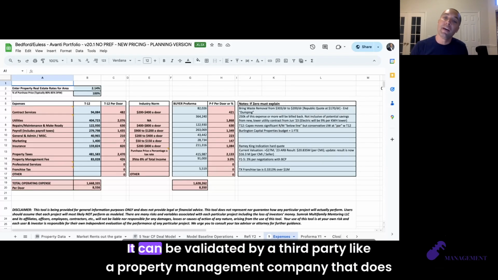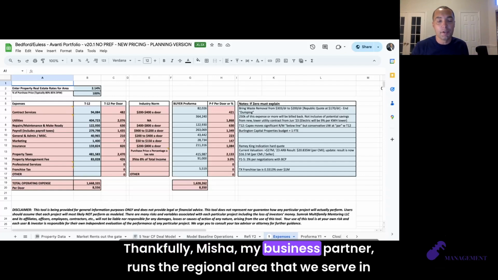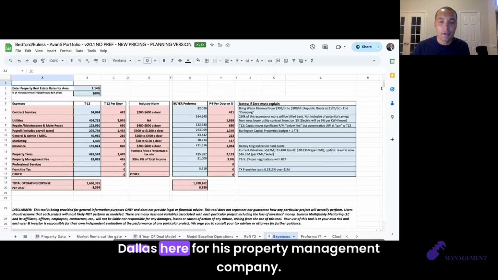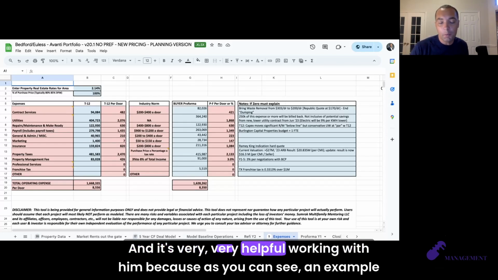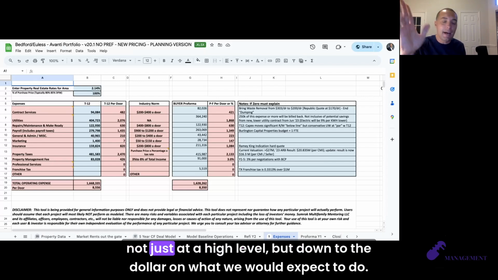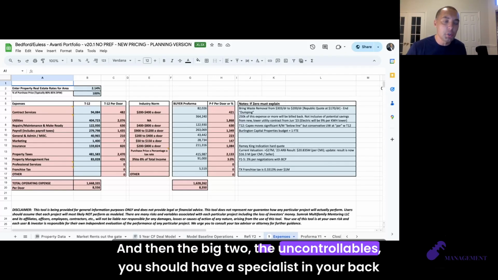Payroll is really critical and can be validated by a third party like a property management company that does that for a living. Thankfully, Misha, my business partner, runs the regional area that we serve in Dallas for his property management company. And so he knows these numbers to a T. And it's very, very helpful working with him because, as you can see in an example like this, we were able to dial it in, not just at a high level, but down to the dollar on what we would expect to do. Again, an experienced group should understand their vision for marketing expenses. And then the big two, the uncontrollables, you should have a specialist in your back pocket for those.